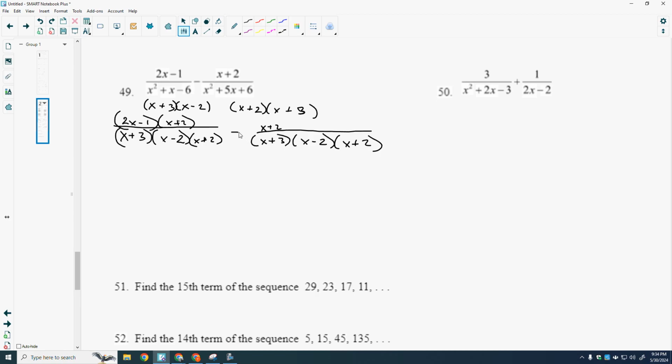Oh, I just saw something. This and this are common, but I don't want to cancel them out because I lose my common denominator. Just be careful, don't do that. Don't cancel it, but do recognize that it is common. All right, so let's simplify. On the bottom, we have an x plus 3, we have an x minus 2, and we have an x plus 2.